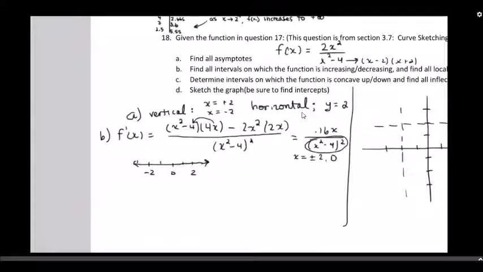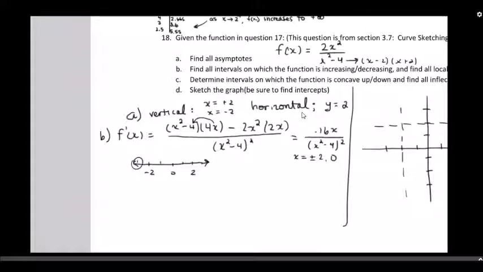The nice thing about the denominator is no matter what happens inside of the parenthesis, it's always going to be squared. And whenever you square any value, even a negative value, anything squared is going to turn out to be positive. So in this particular first derivative, the denominator is always positive. So it just depends on what the numerator is.